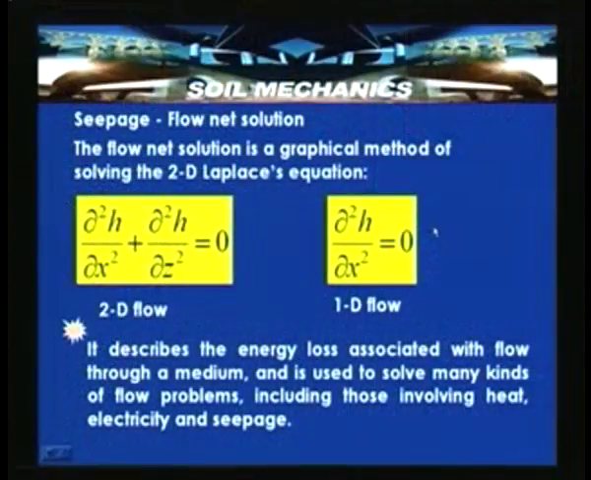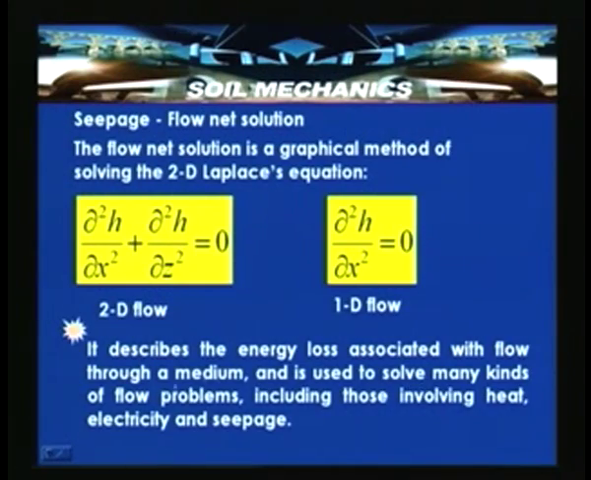So, the equation of continuity is now ∂²h/∂x² + ∂²h/∂z² = 0. In case of one-dimensional flow, ∂²h/∂x² = 0. So, if the flow is taking place only along the x direction, then ∂²h/∂x² = 0.